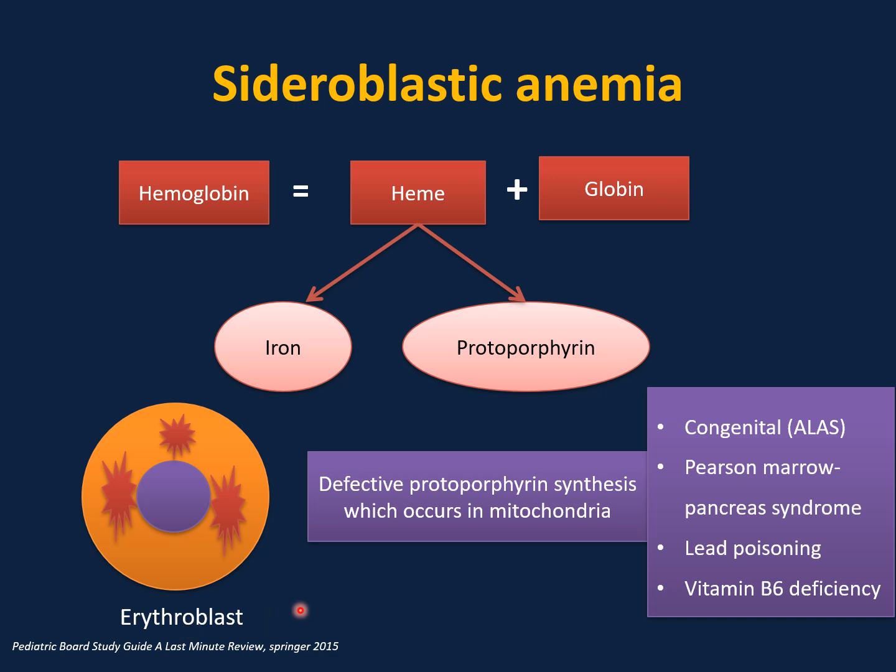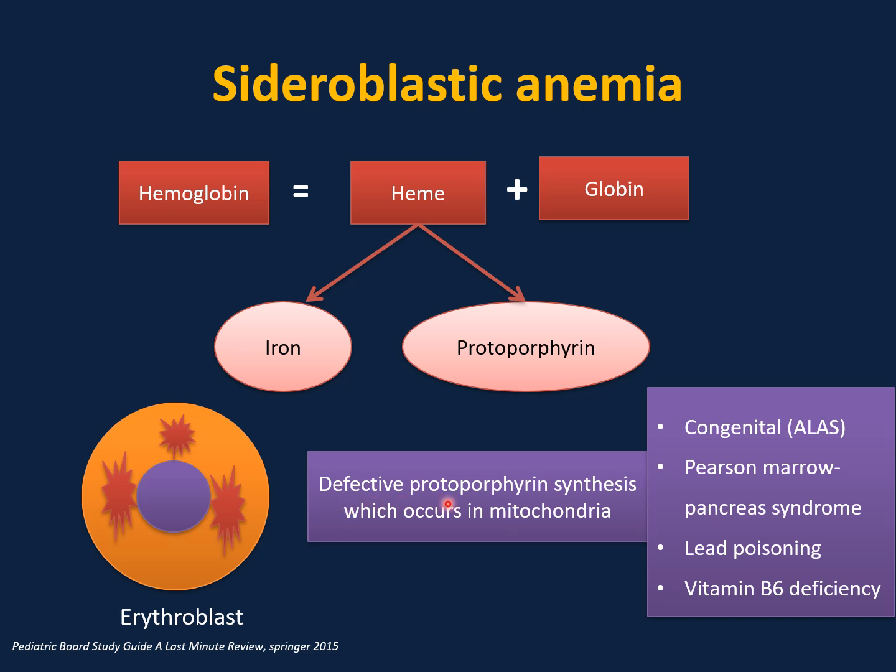You cannot see that in the peripheral smear. It has to be a bone marrow biopsy in order to diagnose sideroblastic anemia and to see the sideroblastic ring. So the more the deficiency of protoporphyrin, the more the iron will keep coming to the mitochondria and cannot leave, and will be trapped and will surround the nucleus and give the sideroblastic ring.